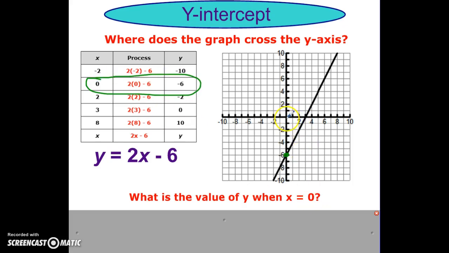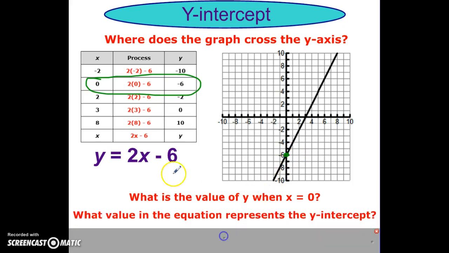If I look at the graph, when x is 0, not moving to the left or to the right, the y value is -6. And in my equation, it's the constant at the end of the equation, -6. So don't forget that this sign, whether it's positive or negative, belongs to the number. So the subtraction sign indicates that this is -6.